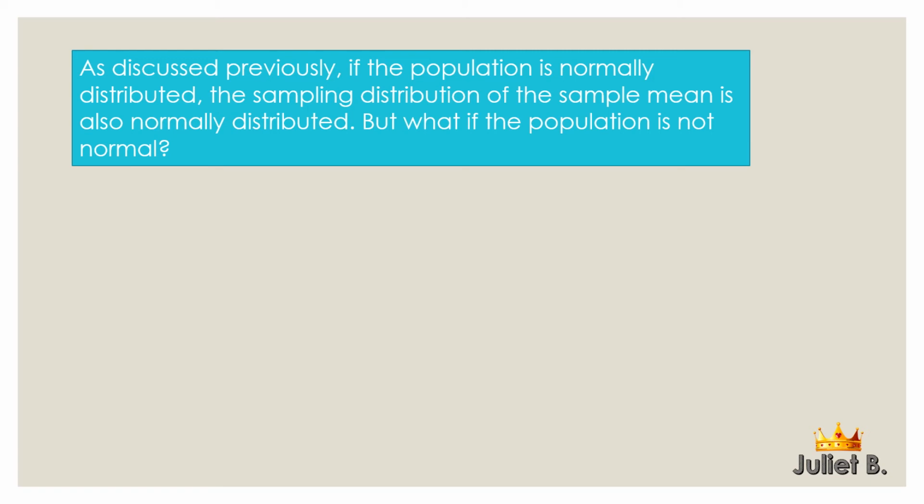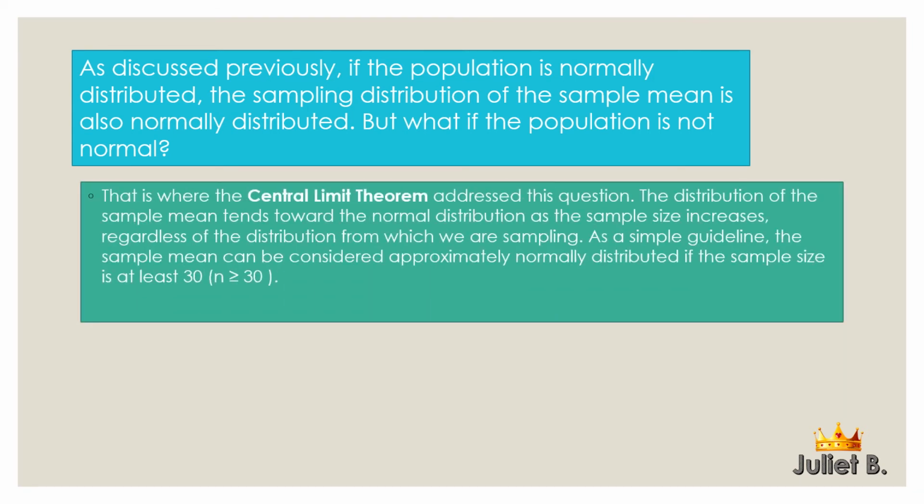As discussed previously, if the population is normally distributed, the sampling distribution of the sample mean is also normally distributed. But what if the population is not normal? That is where the central limit theorem addresses this question. The distribution of the sample mean tends towards the normal distribution as the sample size increases.